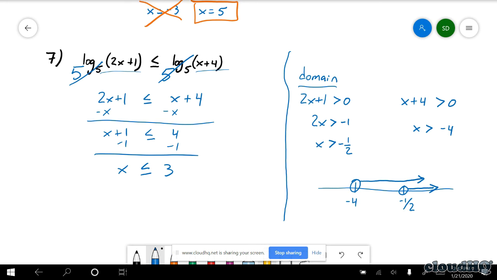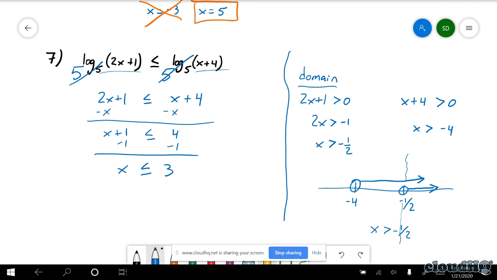If both of those have to work, they don't both work until I get to the right of -1/2. Starting here is where both of them worked. If it was less than -1/2, then one of the logs is going to be problematic. So I can summarize the domain as x has to be greater than -1/2 because they both have to work. It's the one that's more restrictive.